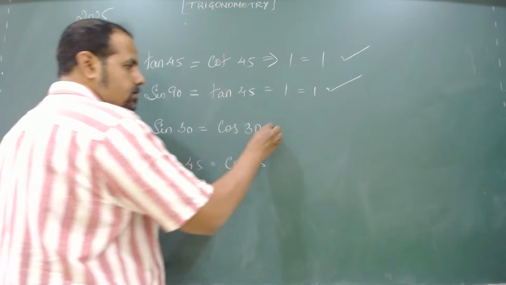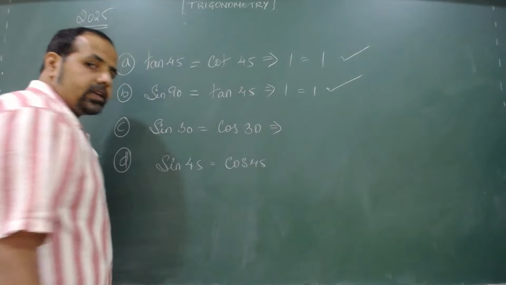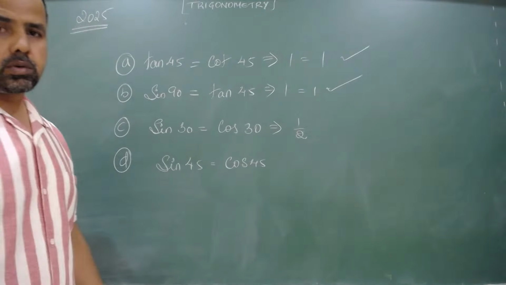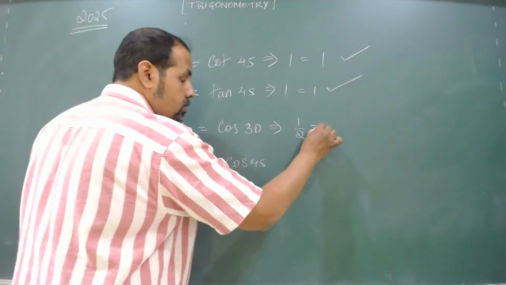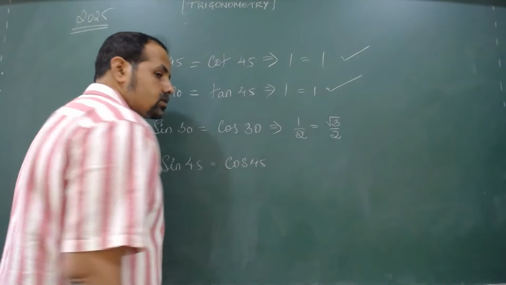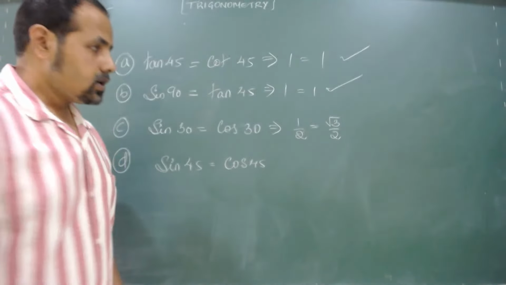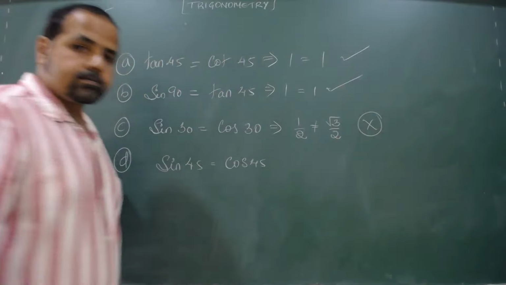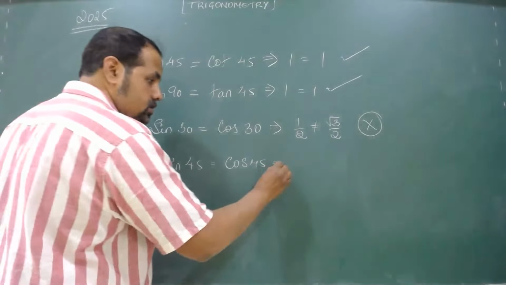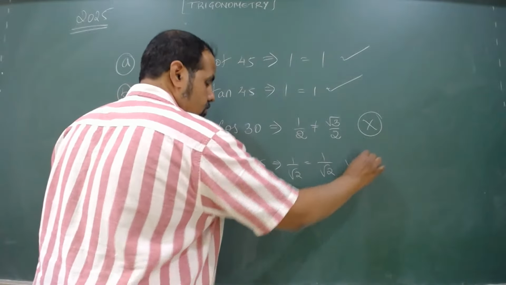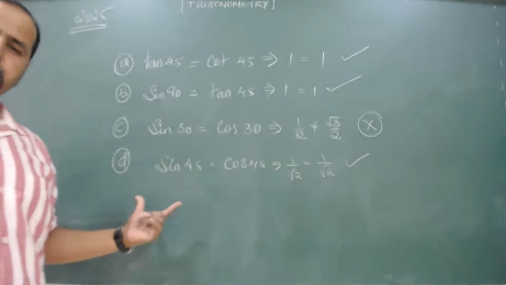Sin 30 is 1 by 2. Cos 30 is root 3 by 2. They both are not false options. Even sin 45, how much is it? Sin 45 is 1 by root 2, cos 45 is 1 by root 2. The fourth option is also true.